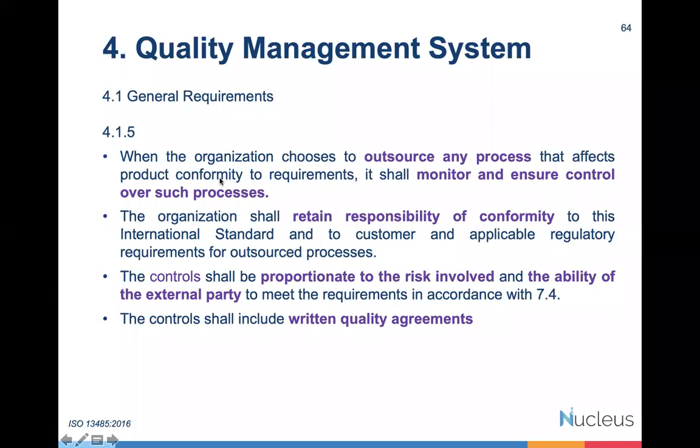Then 4.1.5 clearly dictates that if you outsource any process, you are fully responsible. Then there should be a written quality agreement. This is one additional requirement in 13485. You should have a written quality agreement on how to manage the outsourcing processes and what type of control you want to exercise. That should be part of your written quality agreement. So these are all the requirements in clause 4.